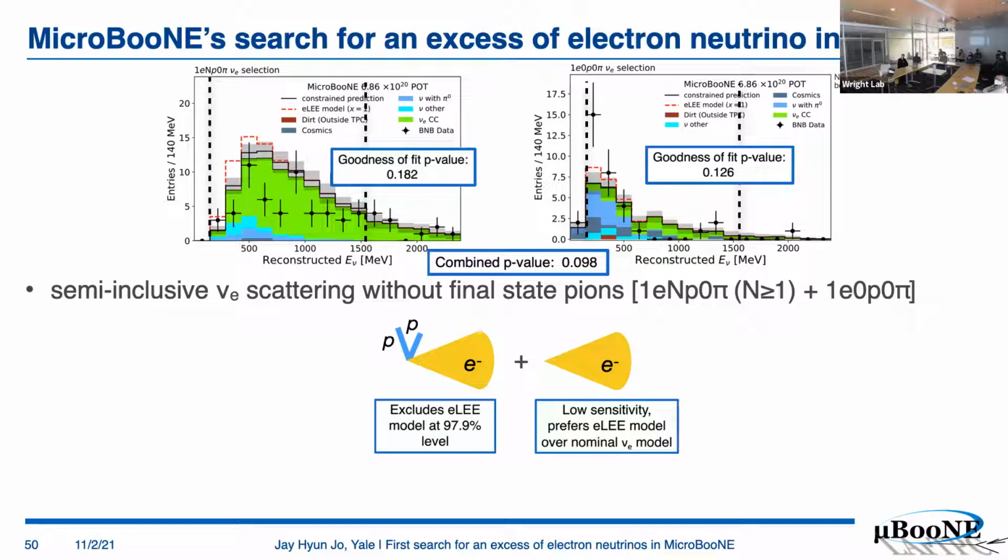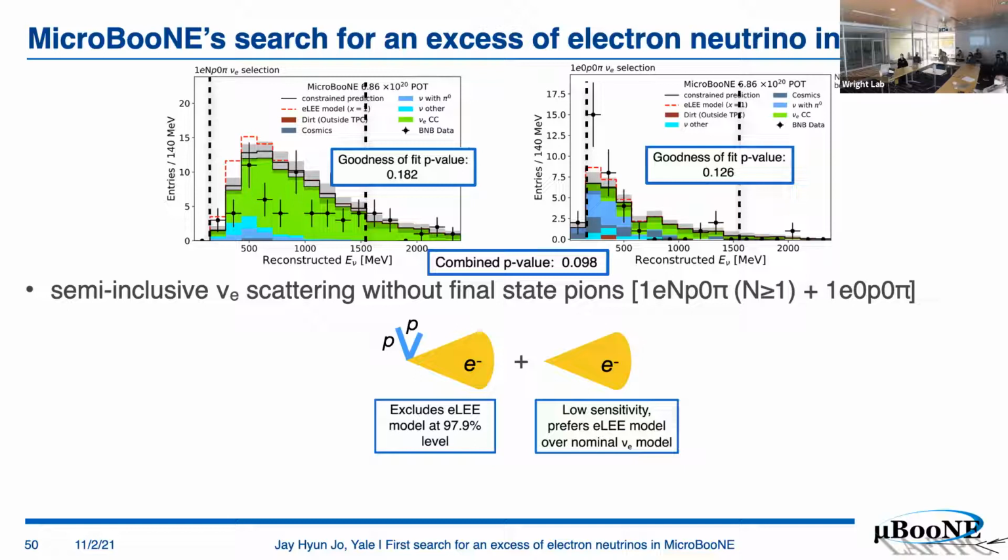So they have two signal topologies. In the 1E-NP case, you can also see that the data prefers no LE than the LE here. In the 0P case, it's just slightly different because we are actually seeing this small excess of the data points at the lowest energy beam. However, you also want to note that in the 1E0P case, we don't actually have a lot of LEEs, and it's very low statistics if you compare with the other topologies.